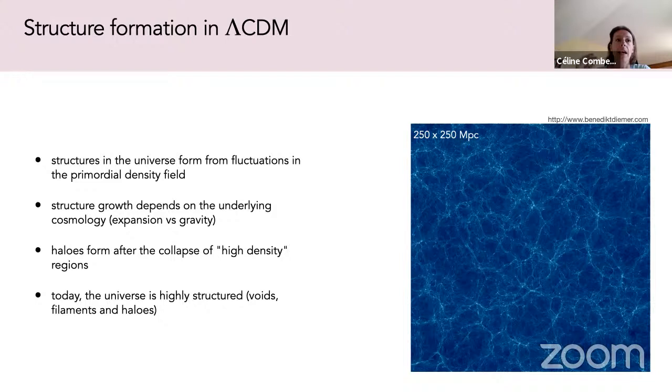And today, the universe we're seeing, and this is a snapshot at z equals 0 from a dark matter only simulation of Benedict Dimmer, is a universe that is highly structured with voids, filaments, and halos. In particular, the largest halos form at the intersection of the filaments, and we associate those to galaxy clusters today.